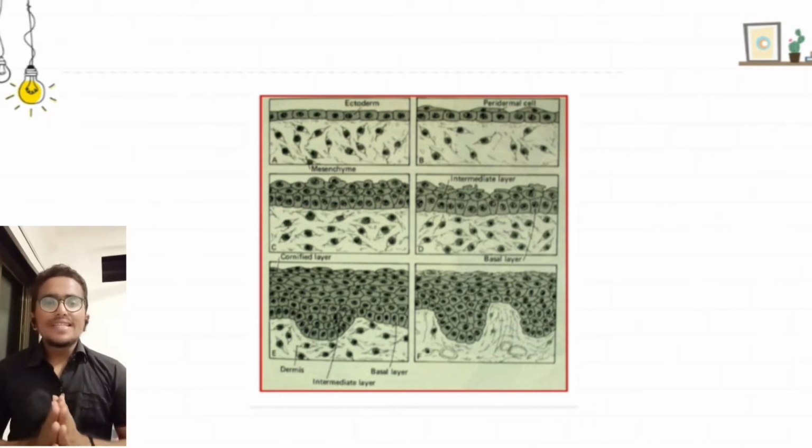The next figure shows the basal layer. It is the innermost layer of the epidermis and contains small round cells called basal cells. The basal cells continuously divide and new cells constantly push older ones up toward the surface of the skin, where they are eventually shed. And at last, we can see the intermediate layer.